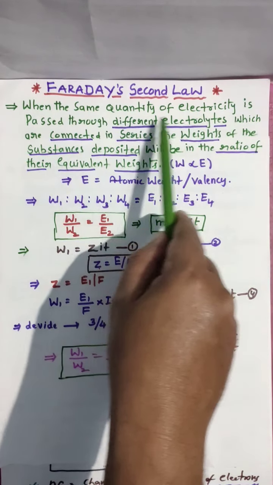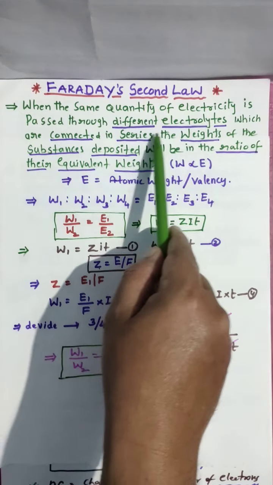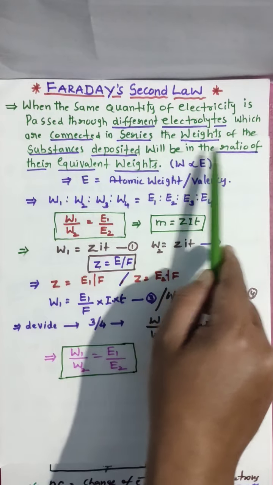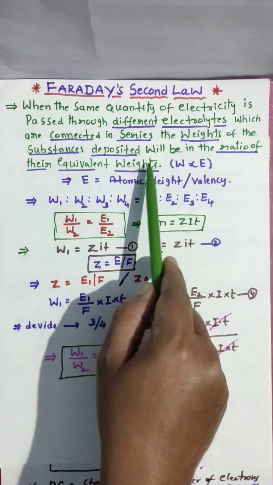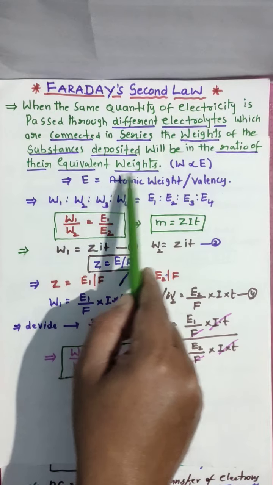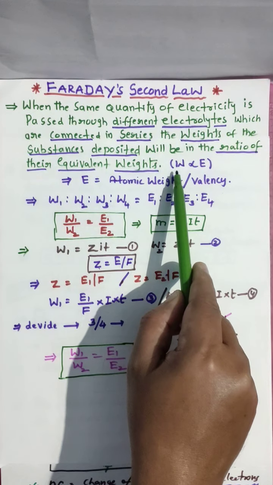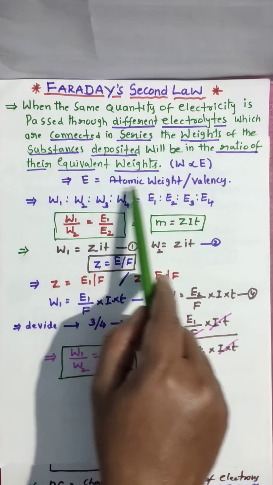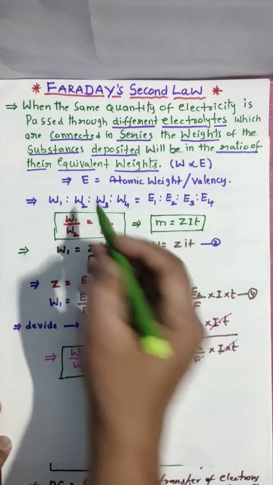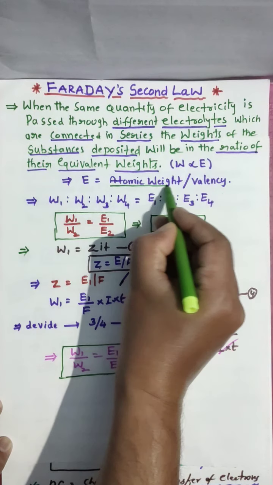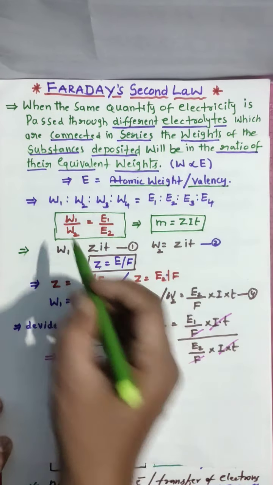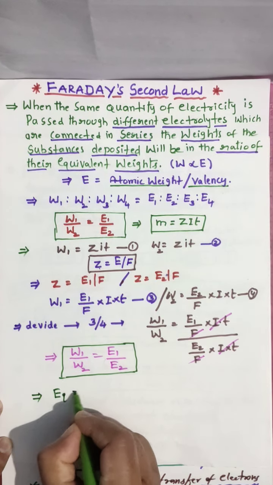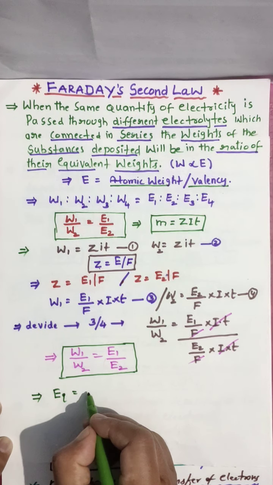When the same amount of electricity is passed through different electrolytes which are connected in series, meaning plus minus, the weights of the substances deposited at the cathode will be in the ratio of their equivalent weights. So W or M is directly proportional to E. How to calculate E, meaning equivalent weight? Equivalent weight equals atomic weight by valency. Remember how to calculate equivalent mass or weight equal to atomic weight upon valency.